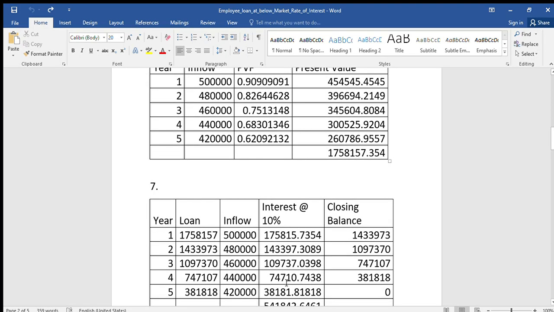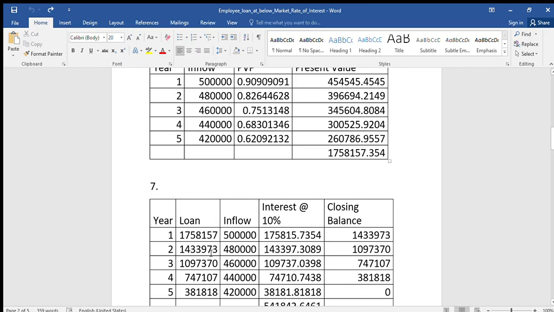Now the present value of the loan is 1,758,157. Interest at 10% at the market rate of interest would be 175,815. The inflow would be 5 lakh. So 1,758,157 plus 175,815 minus 5 lakhs would be 1,433,973. This will be the opening balance for year 2.